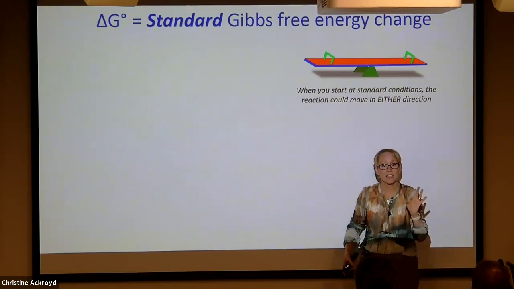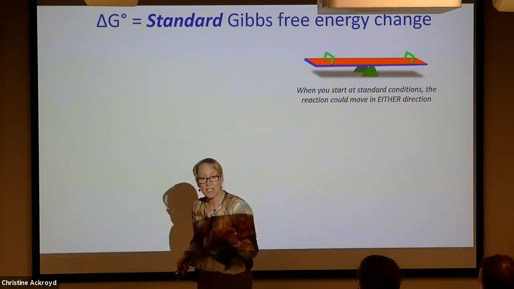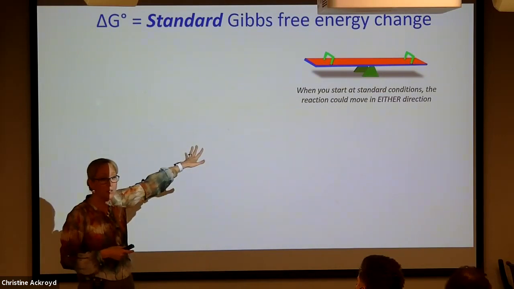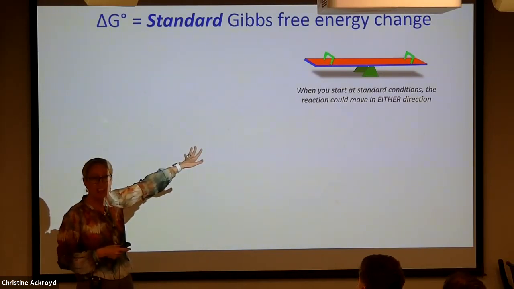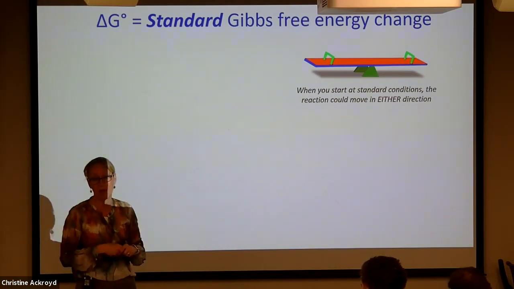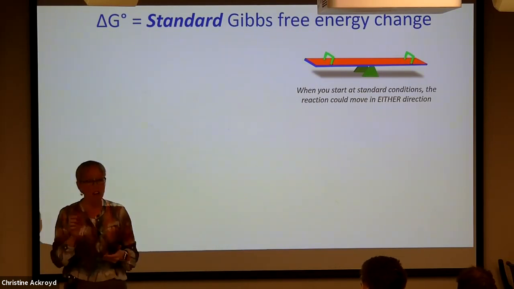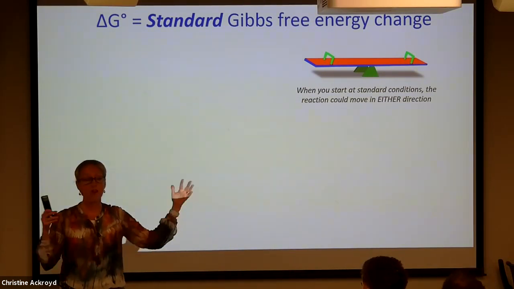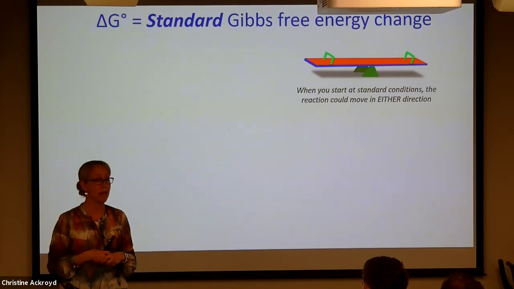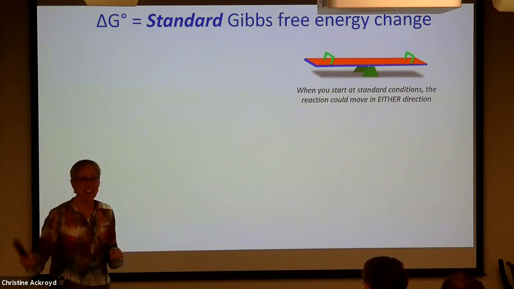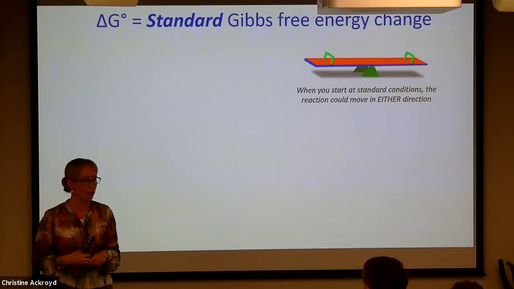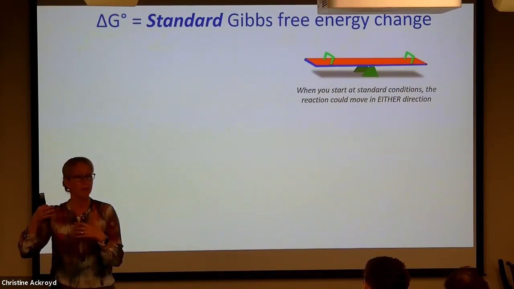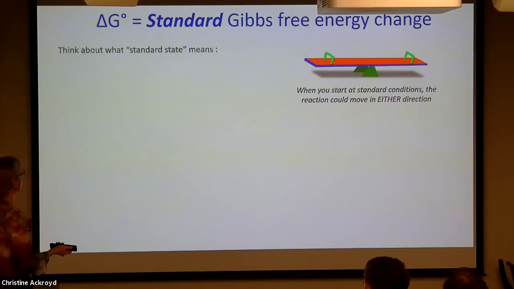Left. So the sign of delta G naught tells you which way the reaction will proceed from equal amounts of starting material and products, which is the same thing as telling you which way the equilibrium will lie. So if you have a delta G naught value that's negative, where does the equilibrium lie? Right. If you have a delta G naught value that's positive, where does the equilibrium lie? Left. Is that exactly the same information as what K tells you? Yeah, it is. It's just expressed in kilojoules per mole instead of being expressed as a K value.